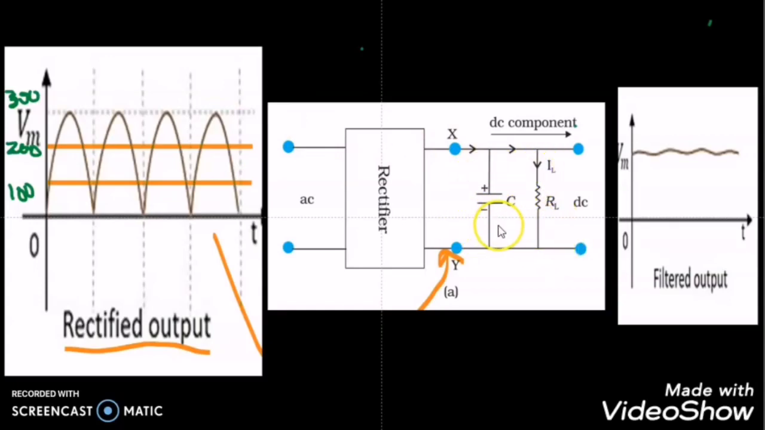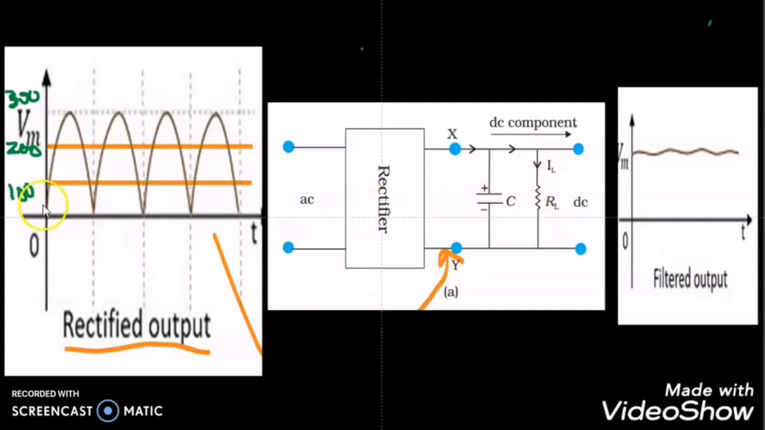Suppose there is no capacitor as of now. We give this pulsating DC supply to the load, then the voltage across the load will start increasing from 0 volt to 100 volt to 200 volt to 300 volt, and after that it will decrease again to 200 volt to 100 volt to 0 volt, and again increase. When there is no capacitor, the voltage across the load will be pulsating DC. Now as we connect the capacitor parallel to the load, let us see what the capacitor is doing and what benefit we get by connecting this capacitor as a filter.